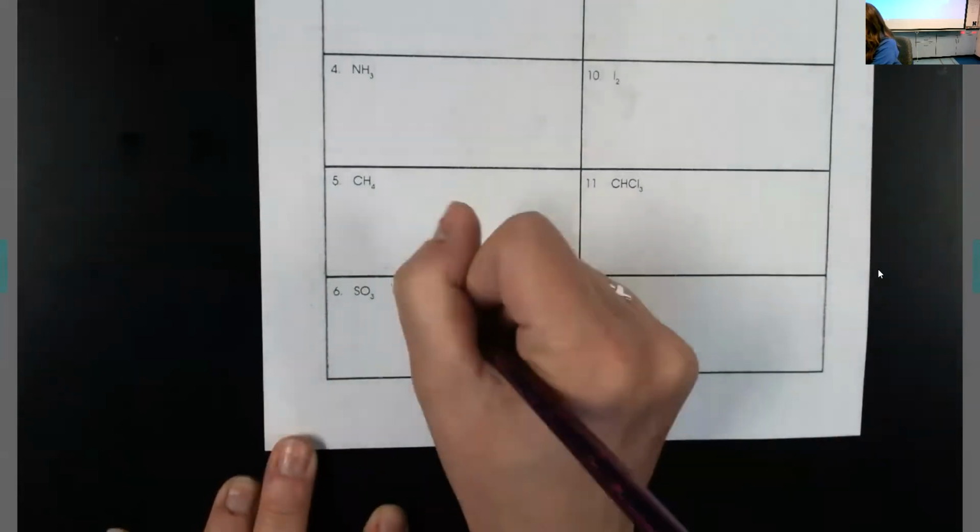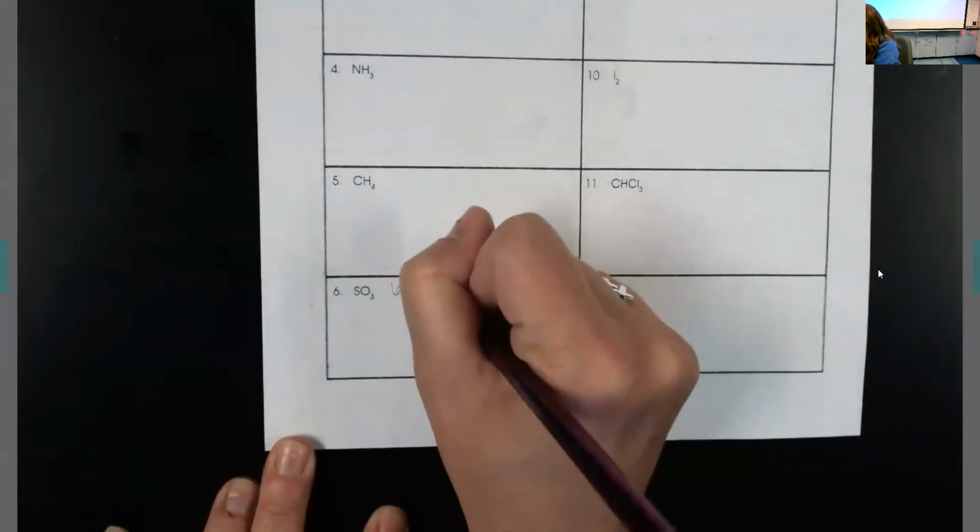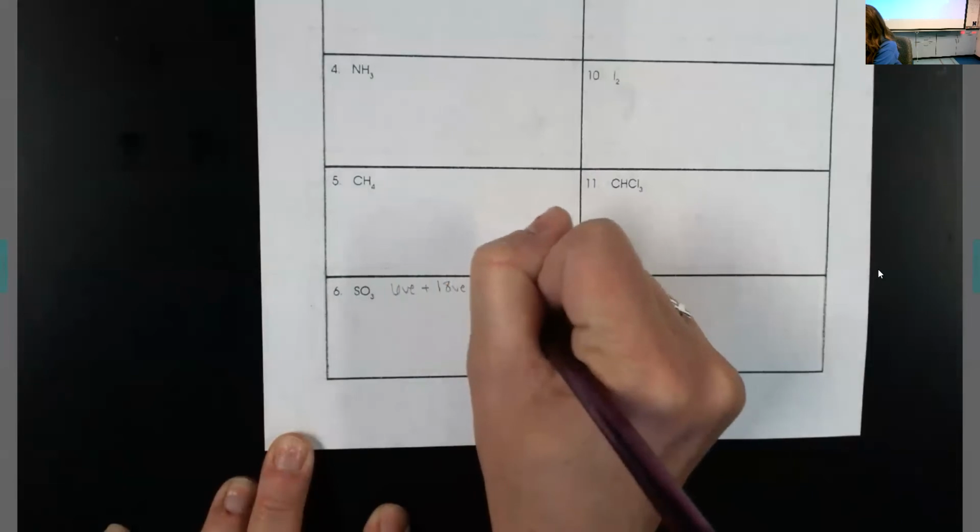I'm not so sure. So sulfur has 6 valence electrons plus 6 from each oxygen, and there's 3. So that would be 6, 12, 18. So we have a total of 24 valence electrons to go around, which is quite a bit actually. So let's see how that's going to play out.